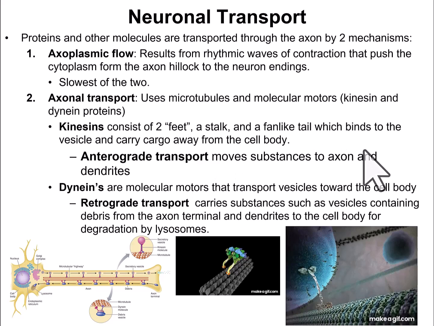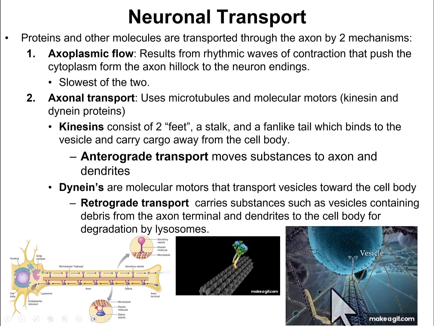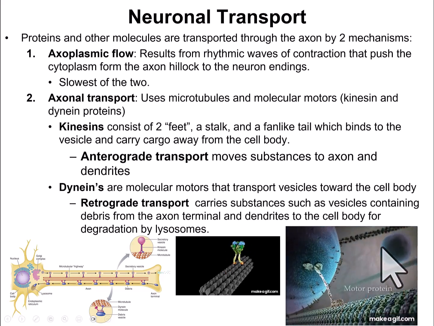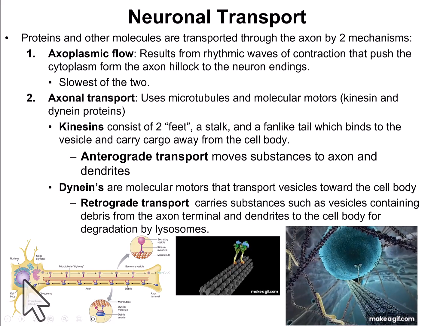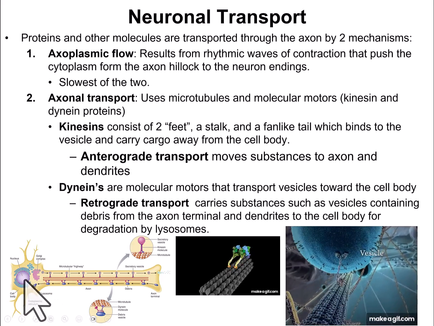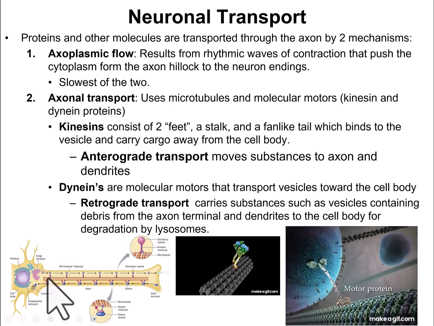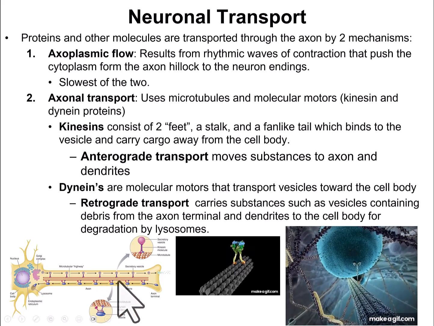So what do kinesins do? Well, kinesins consist of 2 feet, a stalk, and a fan-like tail which binds to a vesicle and carries cargo away from the cell body. So you're looking at the cell body here, basically the nucleus or center of the cell, and it's transporting away from that. If we're talking about the axon, it's transporting it away from the cell body along the axon.